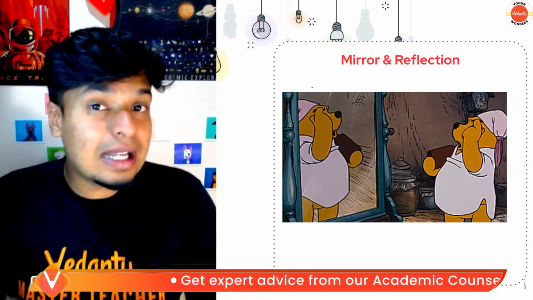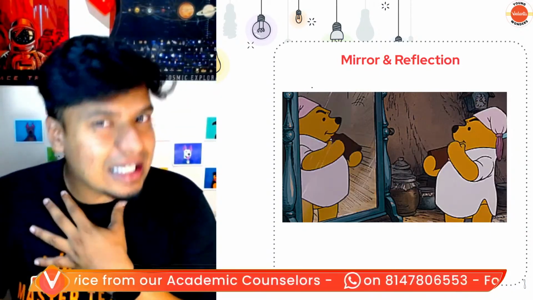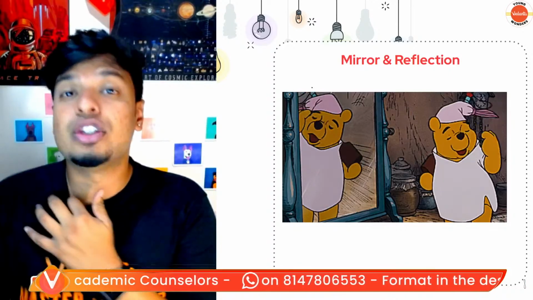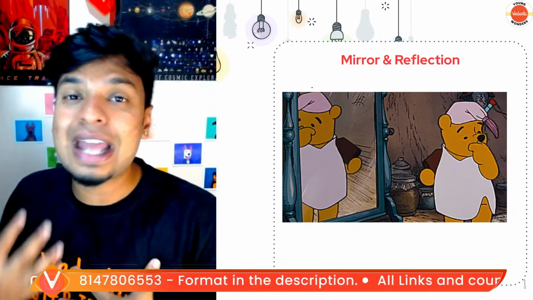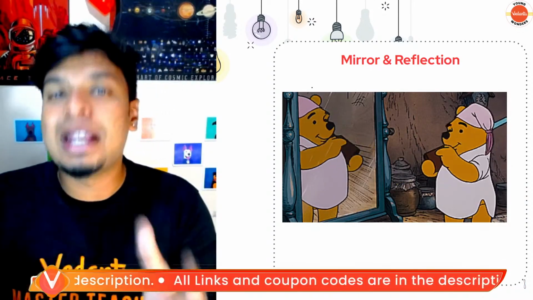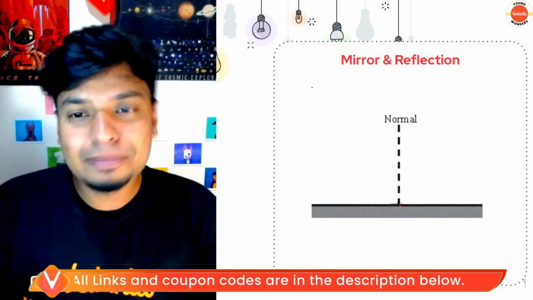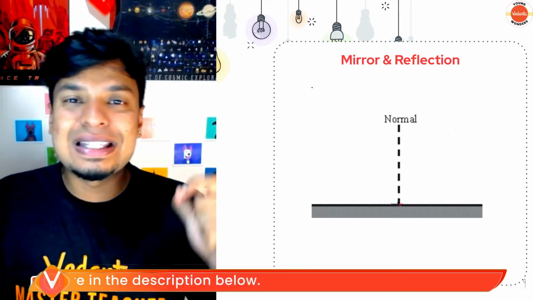So when you stand in front of the mirror, you're the object, and whatever you see in the mirror is your image. So never get confused about what an object is and what an image is. You're an object. What you see in the mirror is the image. Got it? Now, what happens when light strikes the mirror?